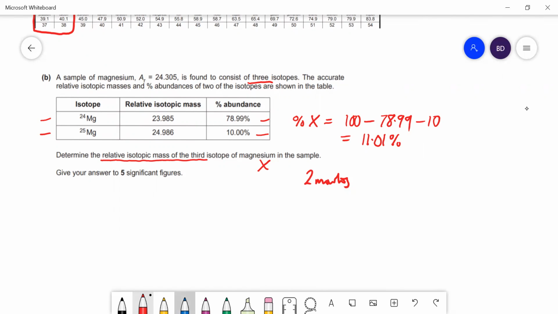Now, how do we work out AR? Well, AR is equal to the sum of the abundance for each isotope times the mass of each isotope. Right, let's put the numbers in. So we know the AR is 24.305.